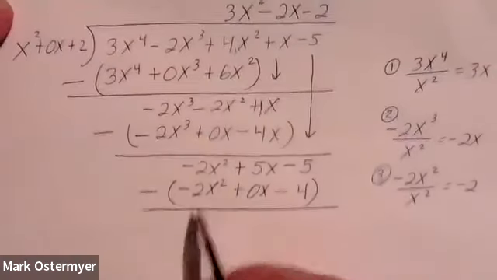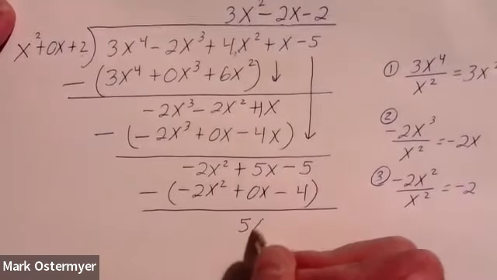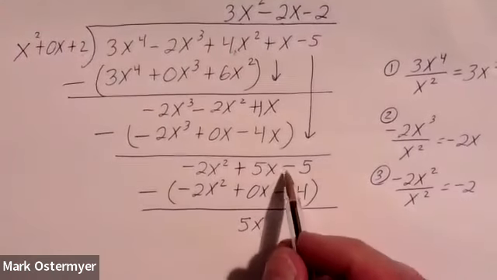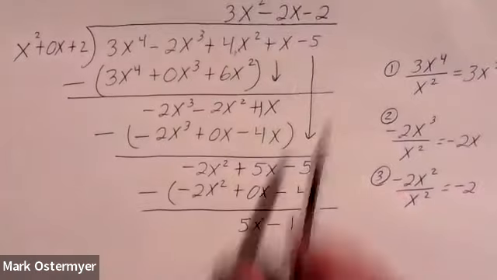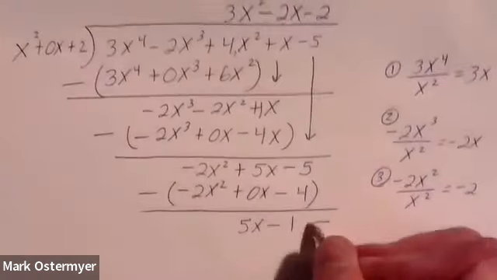Negative 2x squared minus itself is 0x squared. 5x minus 0x is 5x. Negative 5 subtract a negative 4 is really negative 5 plus 4, which is negative 1. We have nothing else to bring down, and so we're done. This is our remainder here.